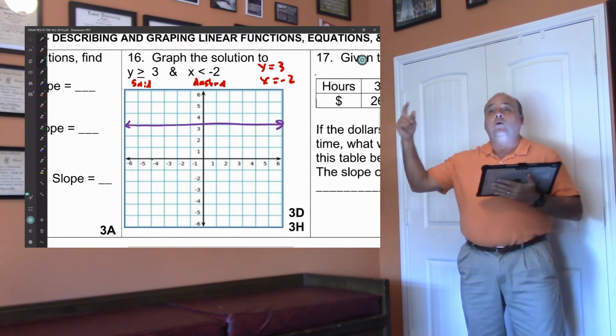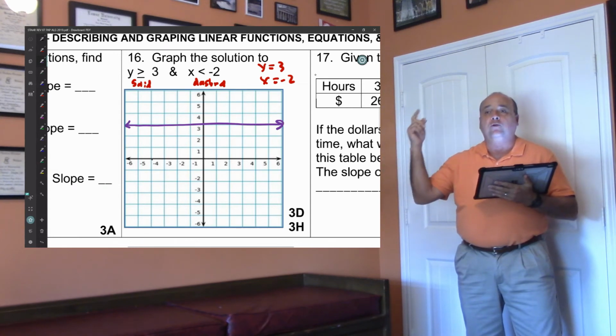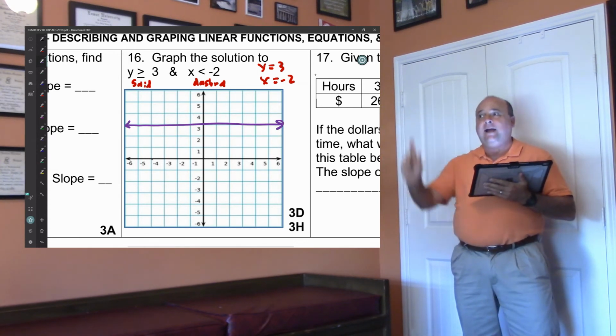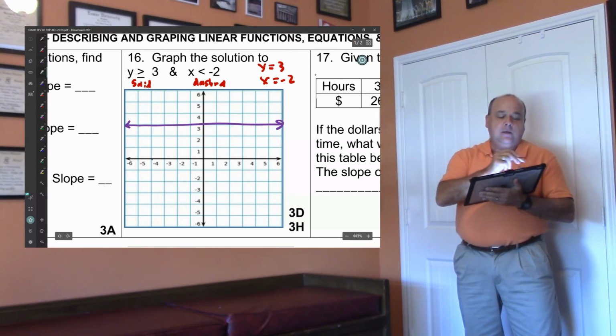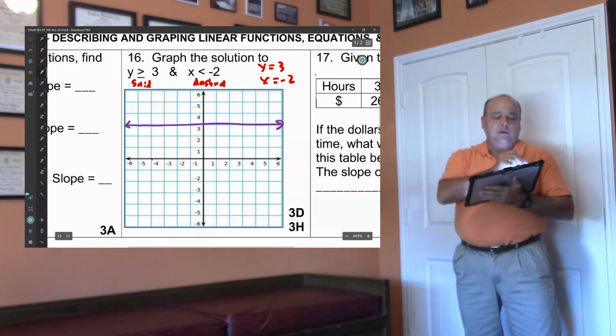And now then, I want all of my y's to be greater than that line. So the y-axis goes up and down. How do I get greater on the y-axis? I would shade up, wouldn't I? So on this line right here, I'm going to shade up.